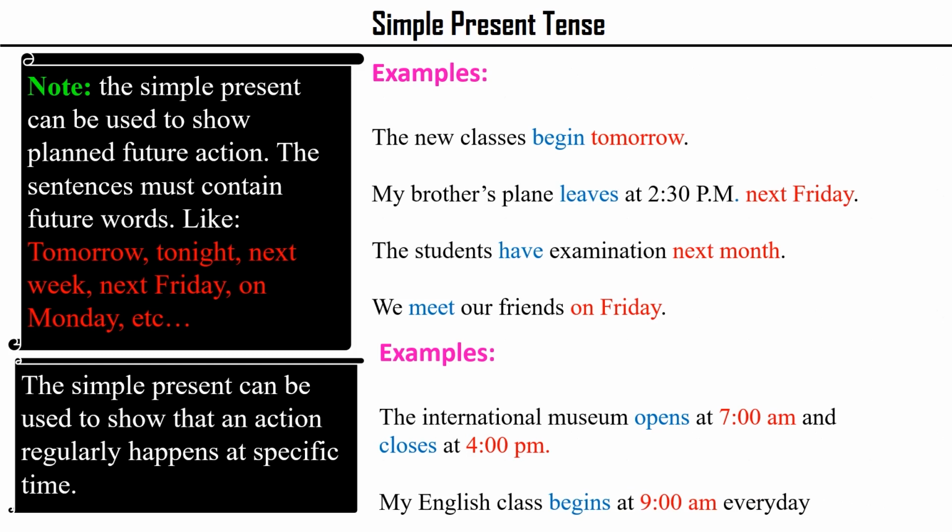My English class begins at 9 a.m. every day. Here in this sentence, the exact time or the specific time is 9 a.m., at which my English class begins. My English class begins at 9 a.m. every day, not one day, not 2 days, but every day.